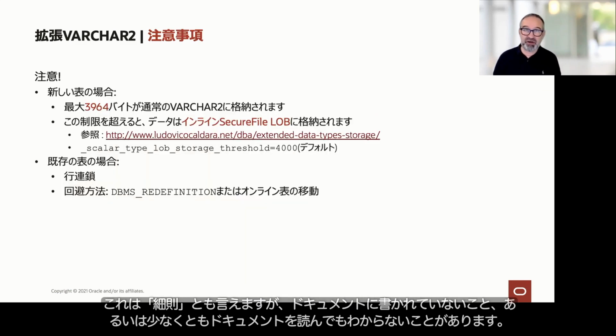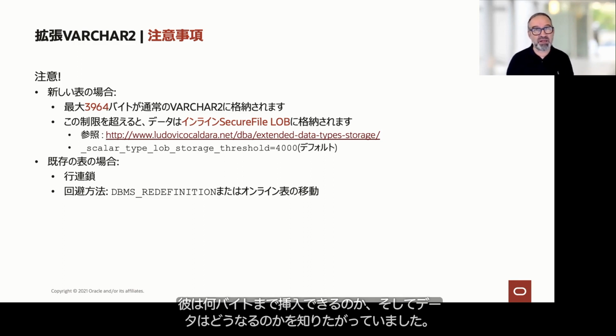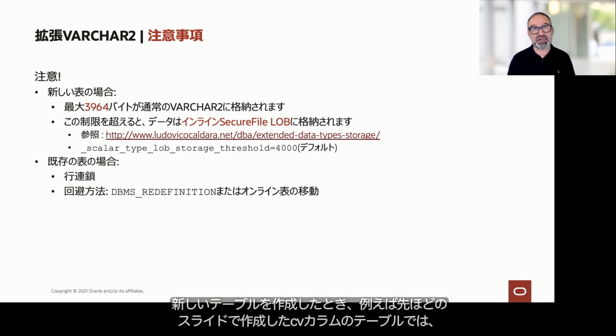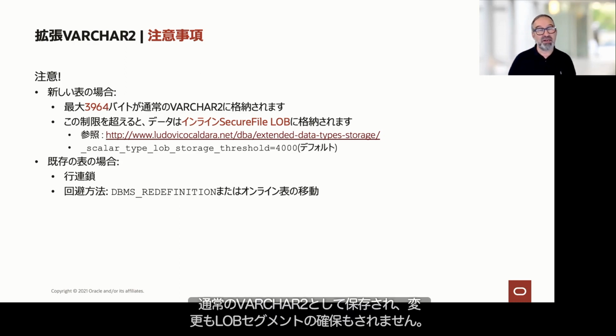And I would call this the fine print, the things which are not in the documentation, or at least not obvious in the documentation. And the first thing is something I think Ludovico Caldara blogged about at first. He wanted to find out how many bytes can I really insert and what happens to the data. So when you create a new table, like the table I created on a slide before with the CV column, until I insert up to 3,964 bytes into that column, or in a field in that column, it's still stored as a regular VARCHAR2. No change and no LOB segment allocated.